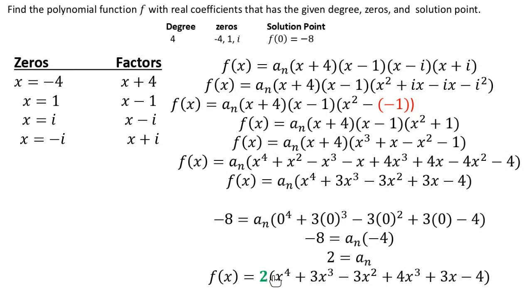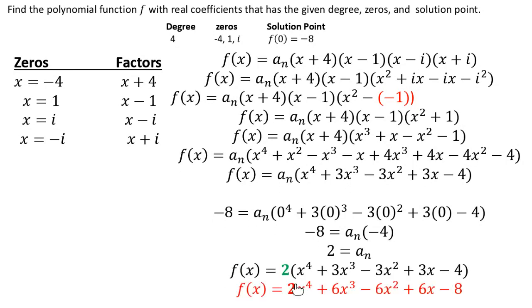So the last step is to multiply it into the parentheses. We get 2 times x to the fourth is 2x to the fourth, 2 times 3 is 6x cubed, and so on. Now this is your final answer, with us finding that leading coefficient, which was 2. If they give you the solution point, you do have to have a leading coefficient other than 1. Sometimes it might still be a 1, but it could be a different number, like in this case, we got a 2.